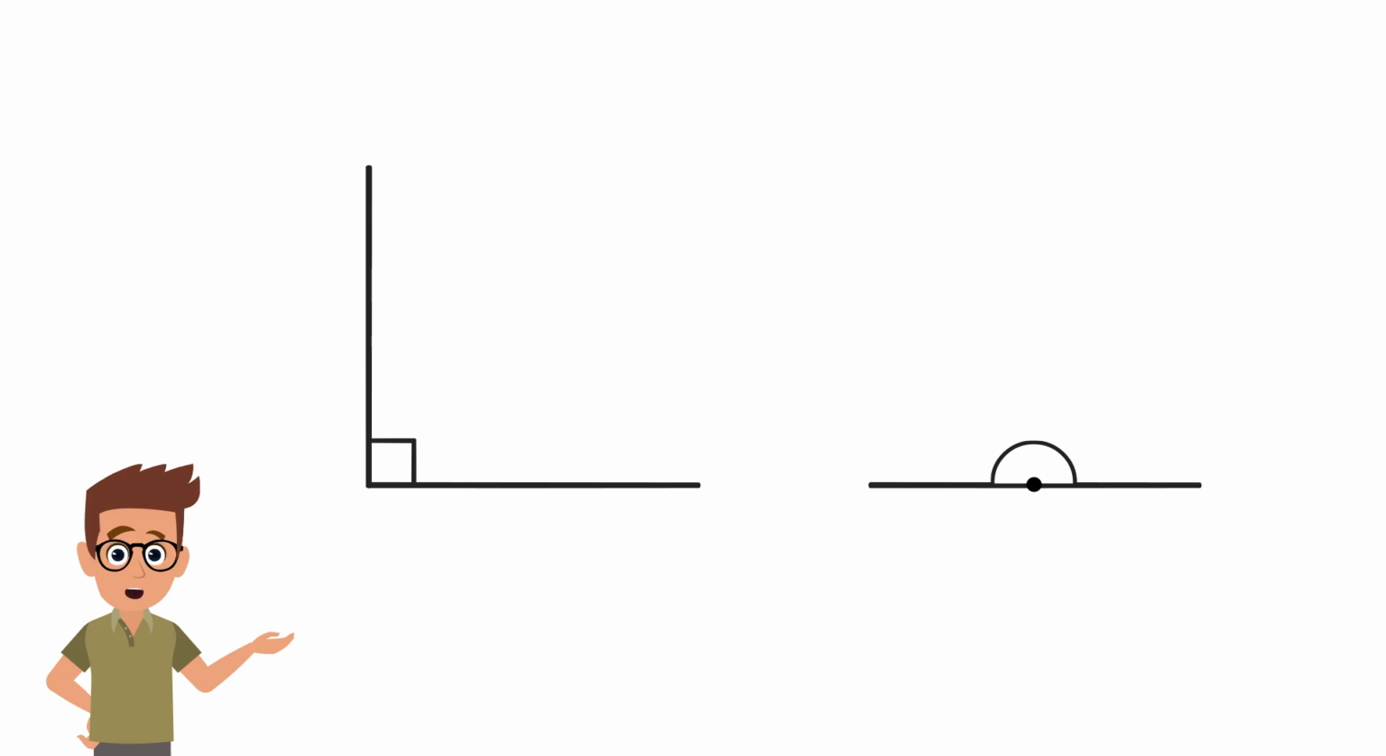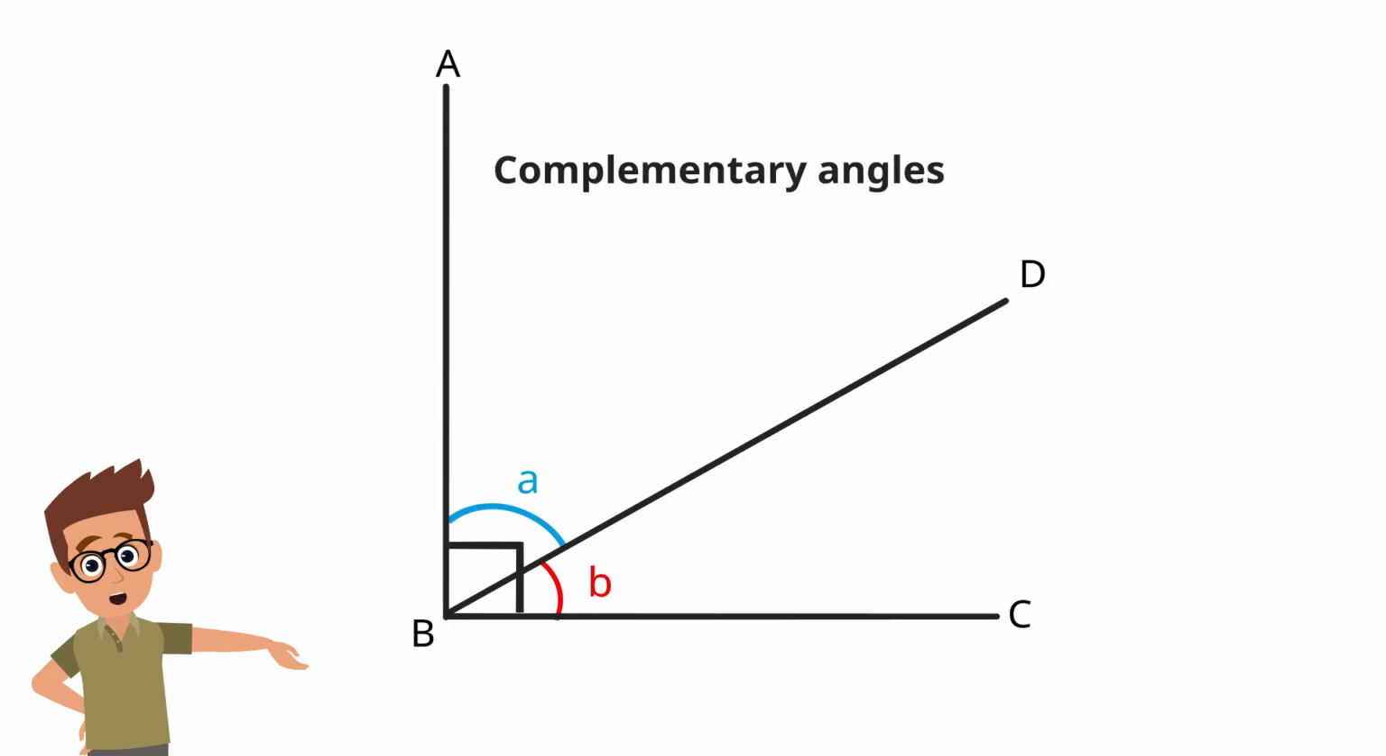This angle is a right angle, it is 90 degrees. The angle on a straight line is 180 degrees. Complementary angles are angles that add up to 90 degrees. Let us look at the two angles shown.